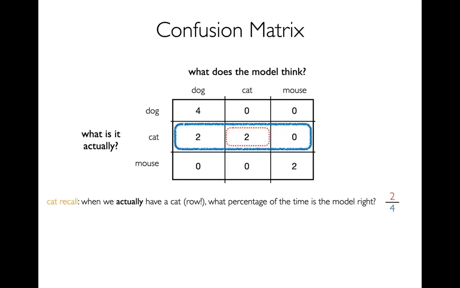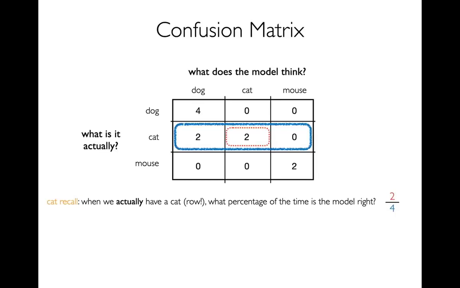So when I'm asking, well, what is the cat recall? What I want to know is when we actually have a cat, what percentage of the time is the model right? Since I'm asking about what is actually the case, what I'm really doing is dividing by the sum of numbers in a row.